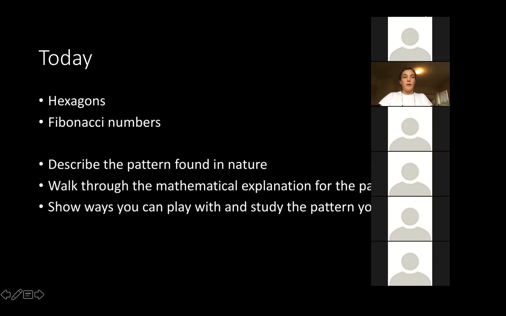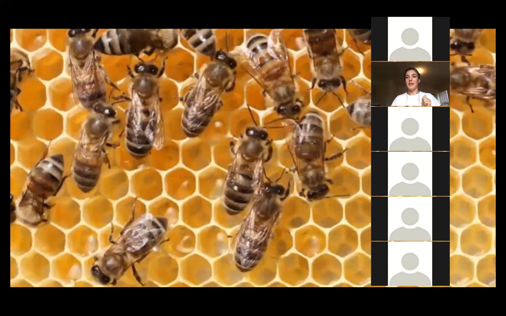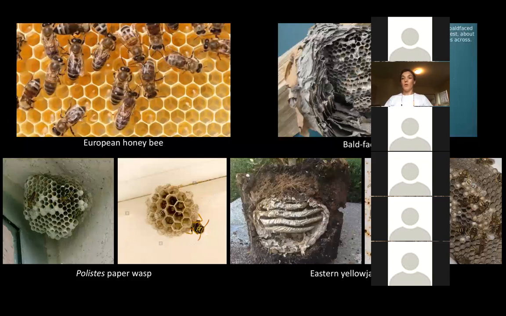So to start with, hexagons. This is, I think, an amazing picture of the hexagons that can be found in a honeybee hive. They make just perfect, beautiful hexagons repeating over and over and over again in this beautiful sequential pattern. But honeybees, of course, are not the only animal that makes beautiful hexagons in their nests or in their hives. So again, you can have honeybees making these hexagons to store their honey or their eggs in. Bald-faced hornets also use hexagons in their nests, as do paper wasps.